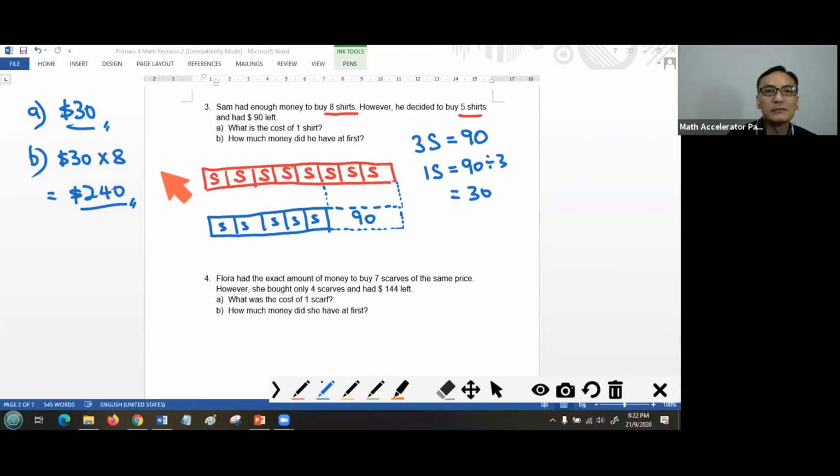The question is here. You look at the question. So it's 8 shirts, I draw 8 units on top. Then for the bottom one, I draw that he's able to buy 5 shirts and have $90 left. So you draw the same model in terms of length, then you're able to find the value of one shirt. Now I'm going to erase my screen so that I can move on to the next question.